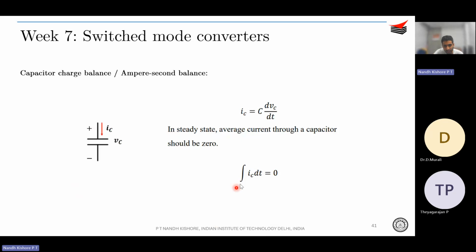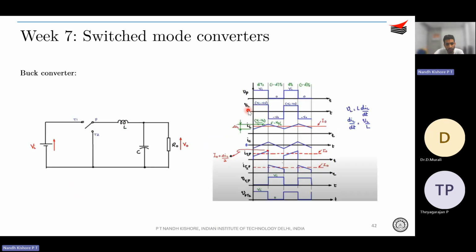That is why integral IC dt should be 0, and this comes from the first principle that IC equals C dV dt. So this is what is known as your charge balance. With that information we have gone through, I'm not going through the entire elaborate waveforms for each of these, but you of course realize that with this you can implement what is known as a buck converter.